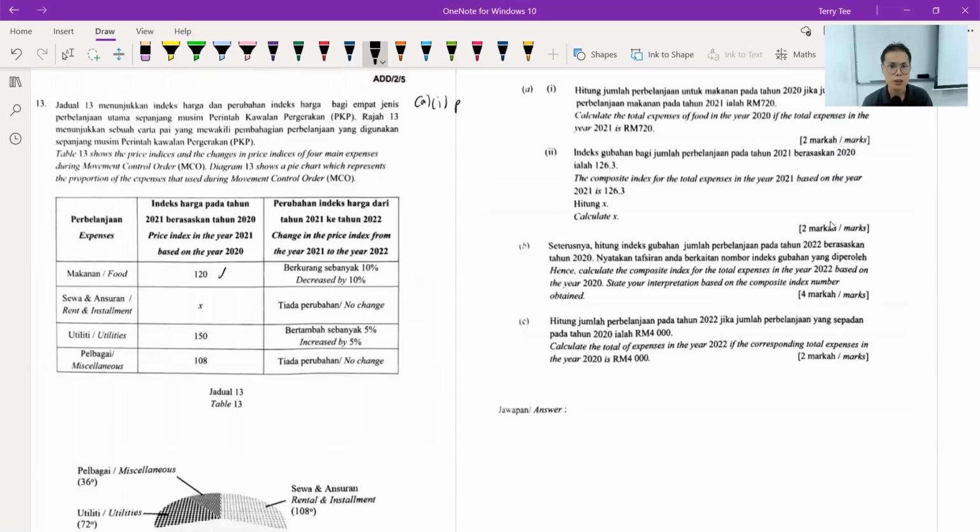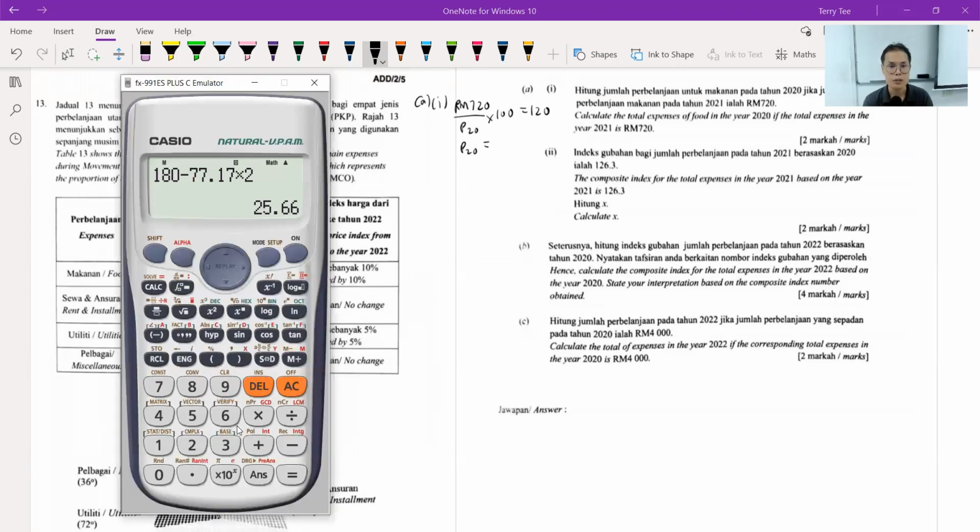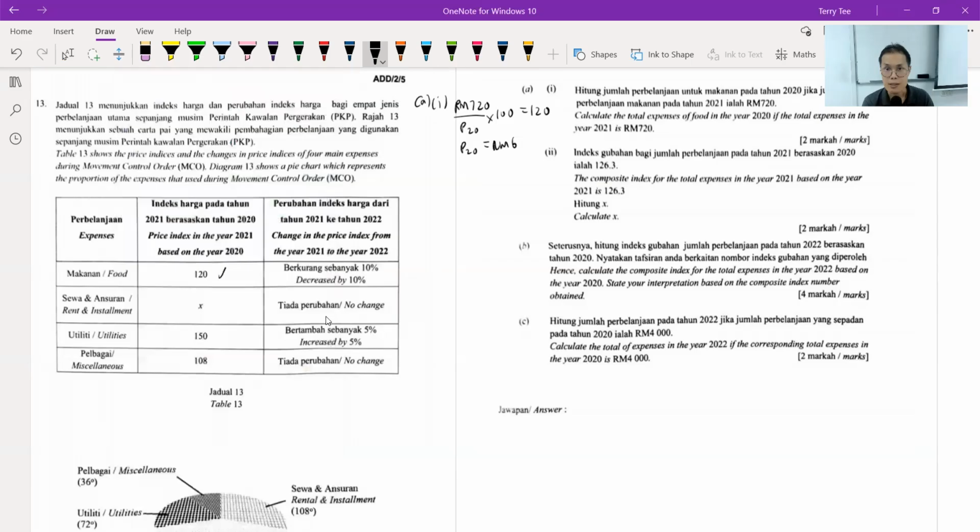The price for food in 2021, we know is 720. So you can put RM 720. Price of food in year 2020, I don't know. You multiply by 100, the result is 120. Your index is 120. So to find price for year 2020, we just take 720, you multiply by 100, then you divide by 120. Bring the 100 up, bring the 120 down. When you divide by 120, your price is RM 600.